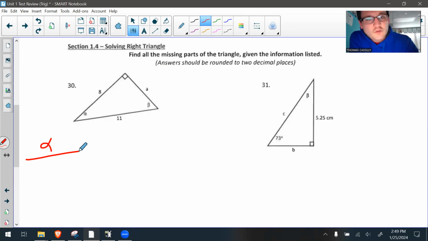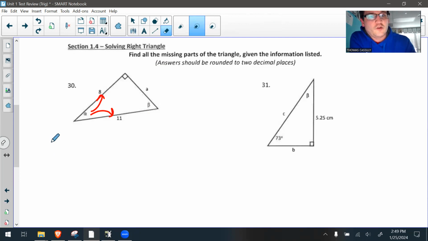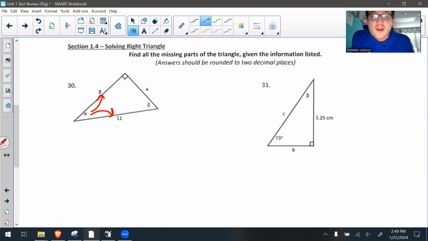Now if you look here, looking at the sides of your triangle, in reference to alpha, if alpha is the angle that we're going with, 11 is going to be the hypotenuse and 8 is going to be the adjacent. So adjacent over hypotenuse goes with the cosine. So the cosine of the angle, which in this case is alpha, equals 8 over 11.